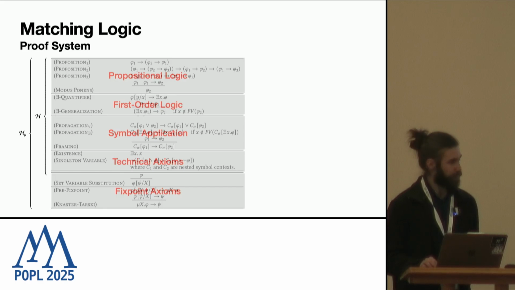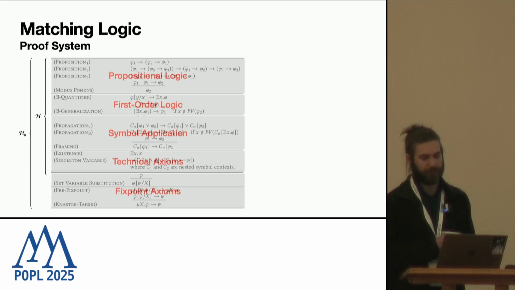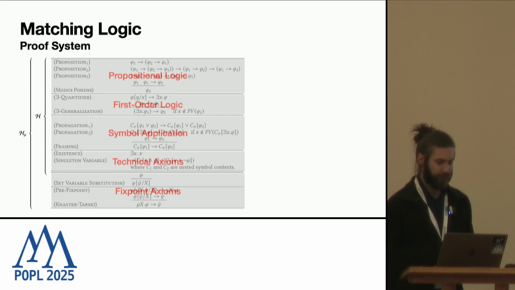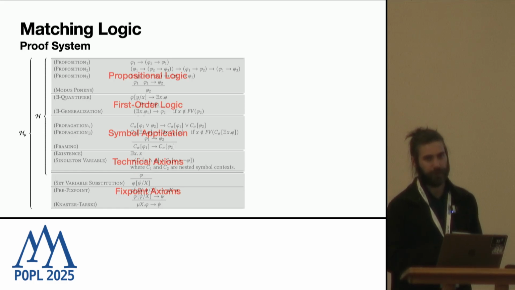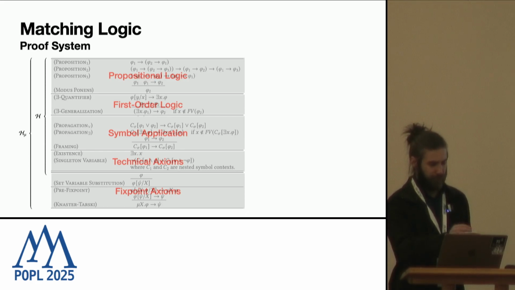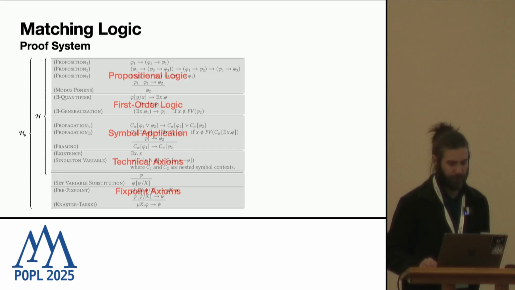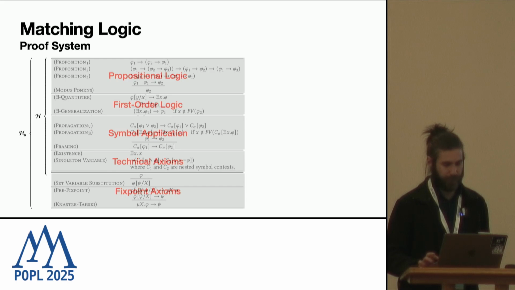So matching logic also has a proof system, which I blur this out because I don't want to get into the weeds of it. It's effectively got a set of axioms for propositional logic reasoning, just what you would expect, 2 axioms for first order logic, 3 axioms for symbol application and propagating logical constructs to symbols, some 2 technical axioms. We don't worry about that for now. And then we have the fixed point axioms, which are quite important for the technique that we're going to be illustrating. So the H fragment of the proof system, that's sound and complete, whereas H mu is just sound.